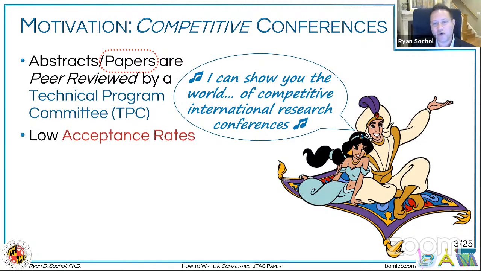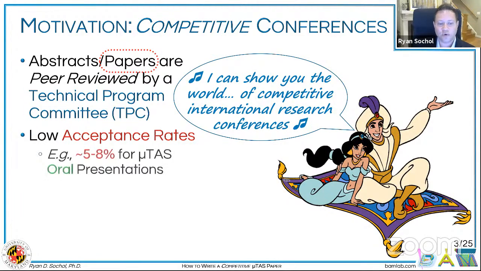To give you a sense of this, competitive conferences are usually defined by their acceptance rates and the integrity of the work that gets accepted. For µTAS specifically, historically at least, if we're looking at the oral presentations, we're looking at in the range of about a 5 to 8% acceptance rate. Now that's for oral presentations specifically.